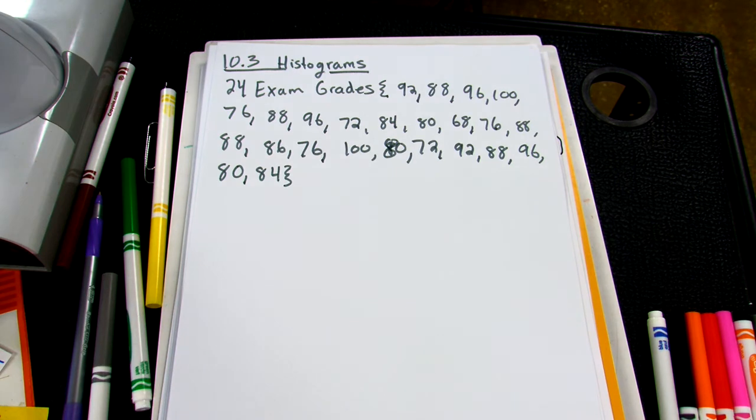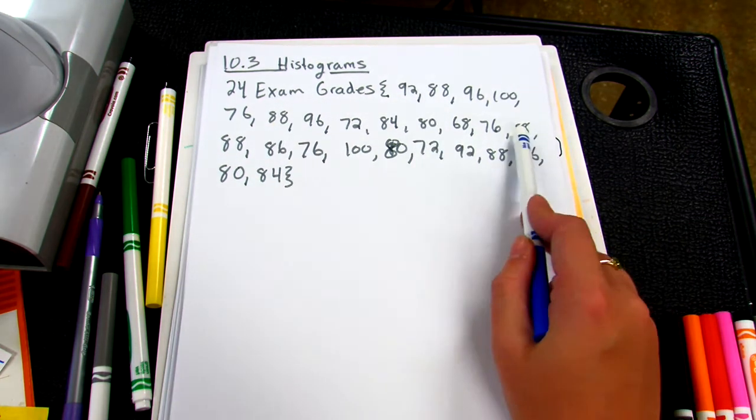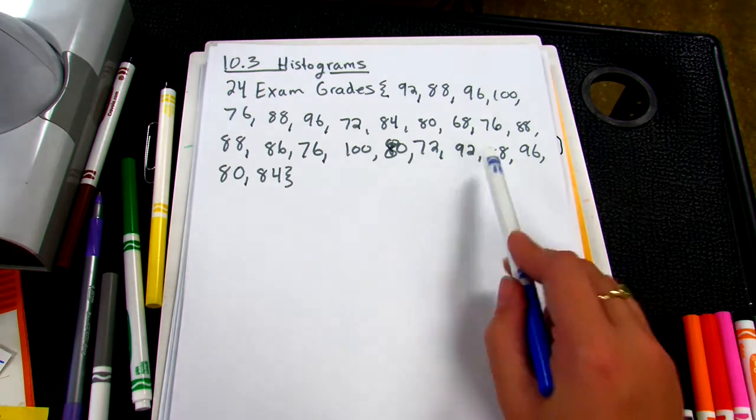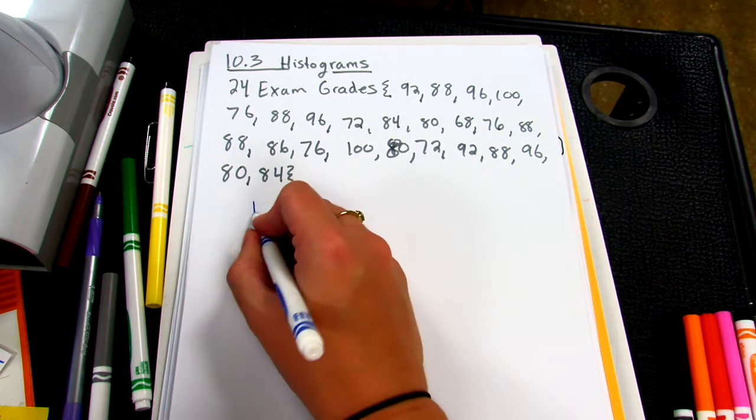Okay? So this is a large amount of data. There's 24 different numbers in this set of data. So when we have a set that is kind of large, and we notice that a lot of the numbers repeat themselves, for example, 88 keeps repeating itself, right? We see 88 a few times. So when this happens, we can make what is called a frequency distribution table.